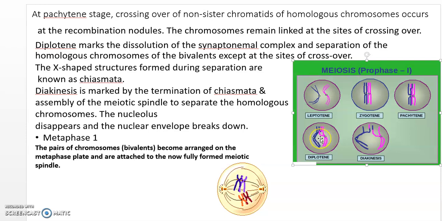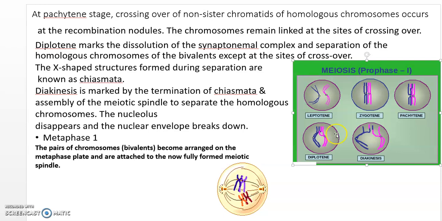So diplotene marks what? The dissolution of the synaptonemal complex and separation of the homologous chromosomes. So one and one, there is a separation except at the sites of crossover. Where the crossing over is there, they will not separate. Next, the X-shaped structures formed during the separation are known as the chiasmata. So here you will form the X-shaped structure.